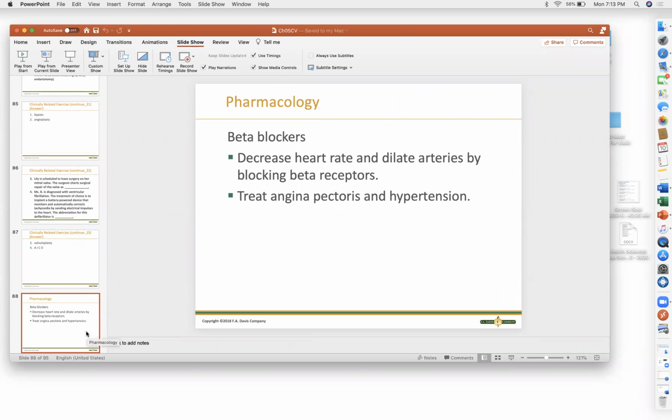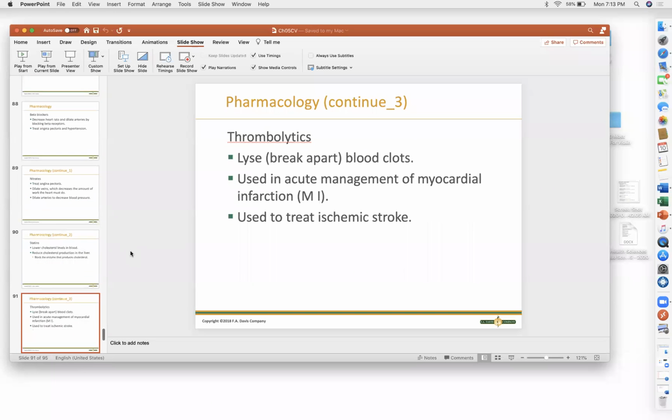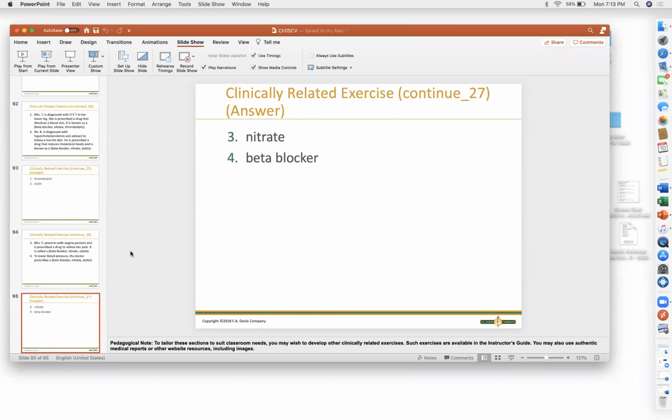Beta blockers, pharmacology. I'd rather you know the word pharmacology. Logy, study of what? Pharma, medications, drugs. And you will learn with Dr. Bromley, which I believe was your future pharmacology professor, that everything is a drug, okay? Water is a drug. Anything that will affect the body anatomically or physiologically is a drug. Statins, thrombolytics, you don't need to know that.